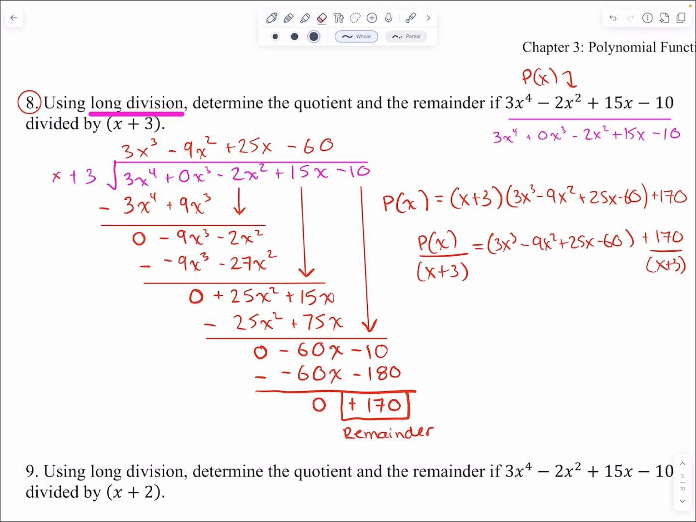And just to identify what each of these components are, this is your divisor. This is your quotient. And this is your remainder.